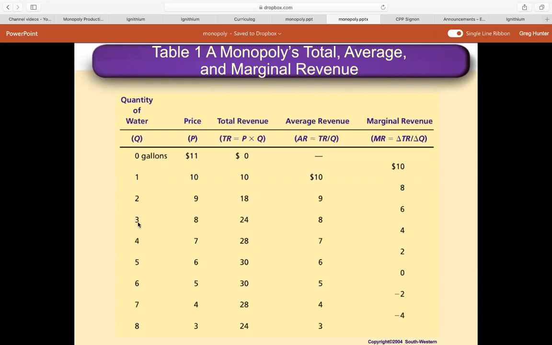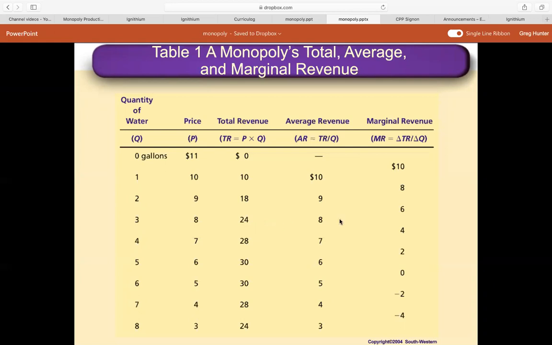Yeah, I'm here. So you see, if they want to sell 3 gallons, they've got to lower the price to 8. And now if they lower the price to 8, they're going to lose $1 of revenue on each of those first 2 gallons. Right. So then their total revenue goes to 3 times 8, which is 24.